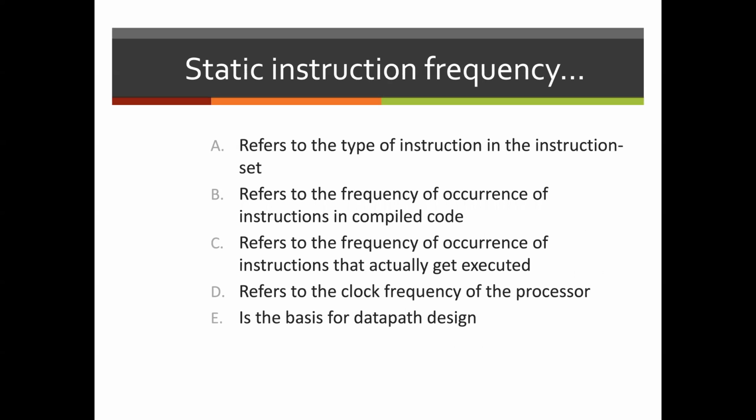So again, just a little sanity check. When we think about static instruction frequency, what are we referring to? Are we referring to the type of instruction in the instruction set? Are we referring to the frequency of occurrence of instructions in compile code? Or are we referring to the frequency of occurrence of instructions that actually get executed? Are we referring to the clock frequency of the processor? Or are we considering it to be the basis for our data path design?